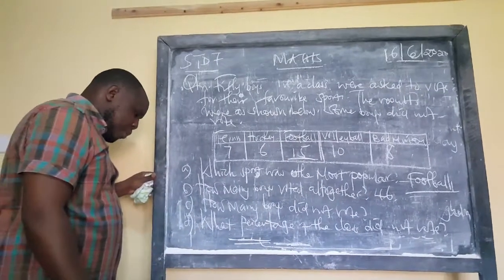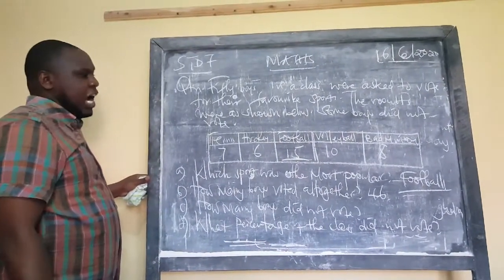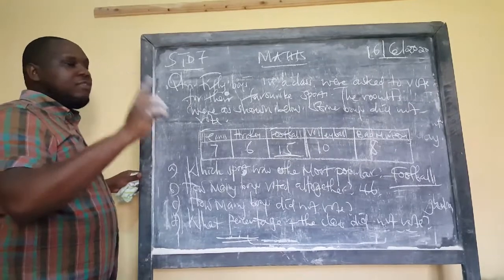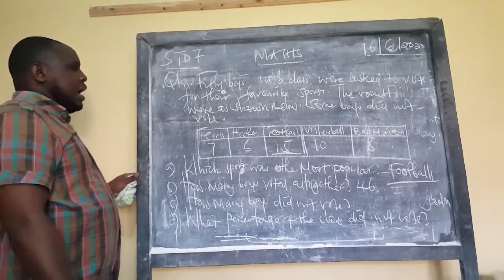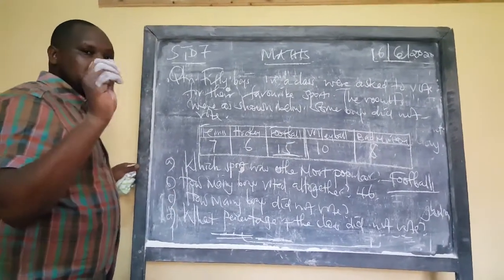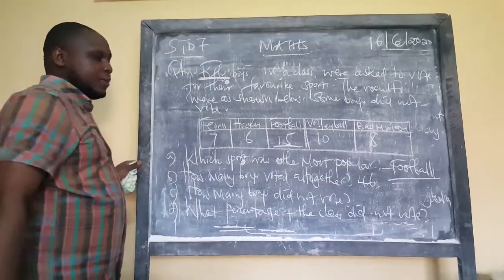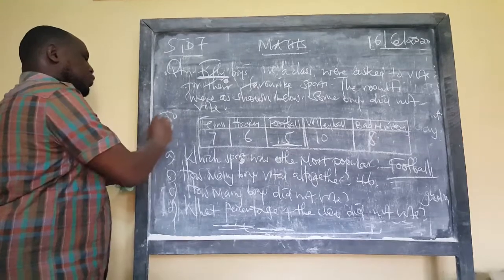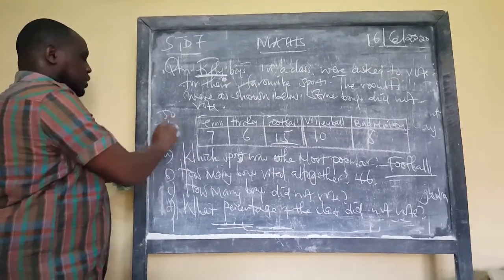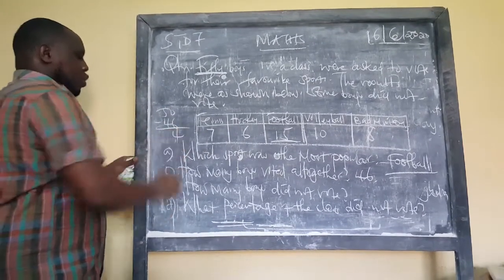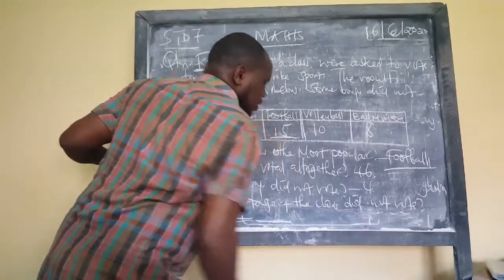Then, how many boys did not vote? That's where we have a problem now, learners. How many did not vote? We know the total number of people is 50. That's why this 50 is important. So 50 minus those who voted, which is 46, will give you 4. 4 people did not vote.